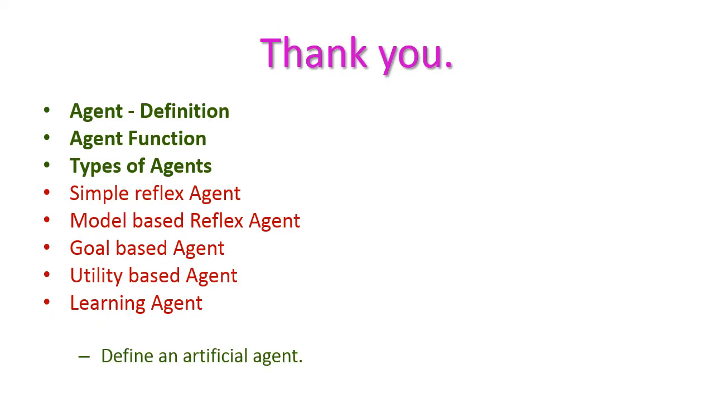Up to this point we have seen the definition of agent, agent function, and types of agent. Among the types of agent we have seen the simple reflex agent, model based reflex agent, goal based agent, utility based agent and learning agent. This agent topic is a very important topic in the first unit. You can expect a 10 mark question or a 5 mark question from this topic, and definitely 2 mark questions may also come from this topic, either the definition of agent or any one of the types of agent.